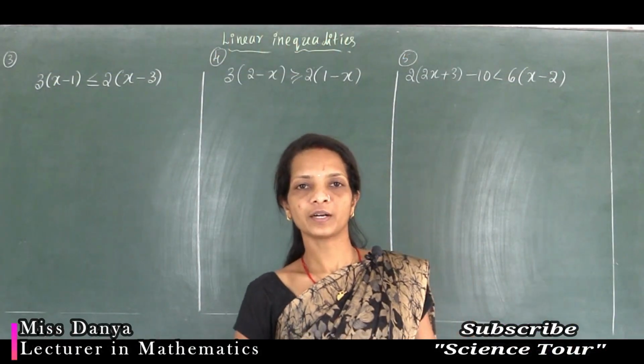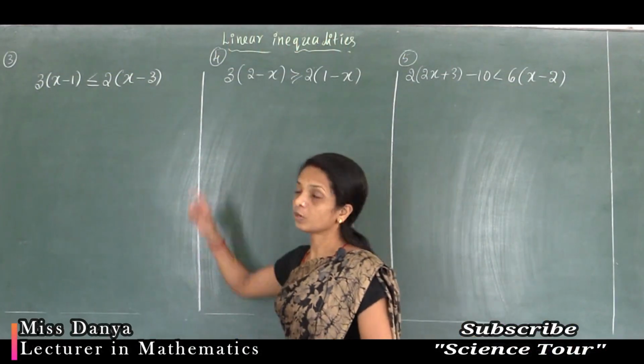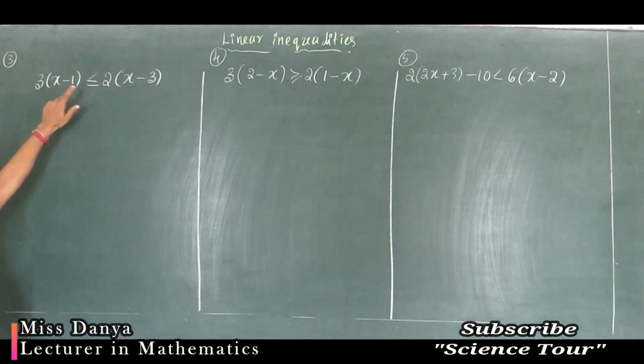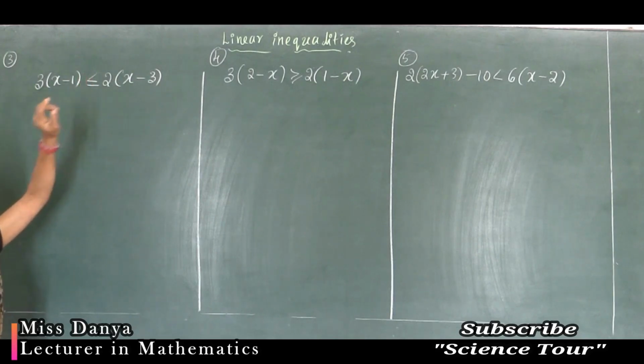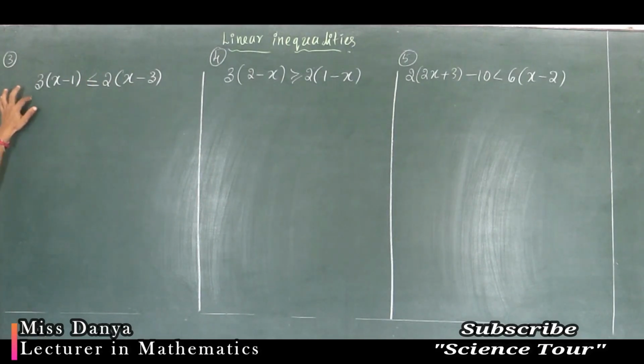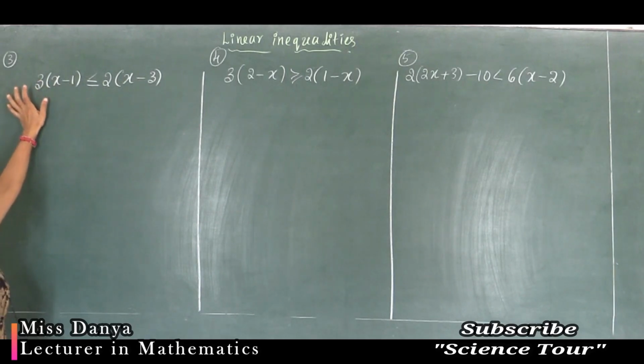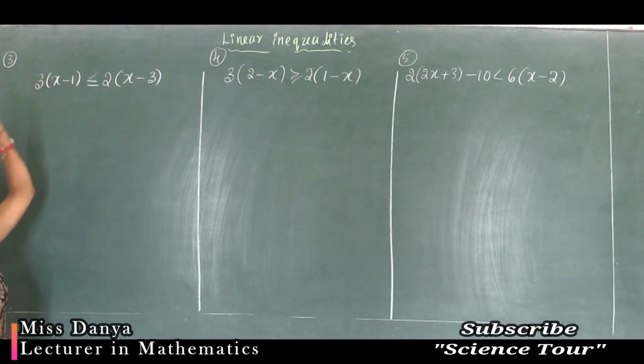Next problems under linear inequalities, third one. Okay, see here you have 3 into (x minus 1) less than or equal to 2 into (x minus 3). How to solve inequalities like these? Here you can see brackets. If you have brackets, you have to open those brackets by multiplying the outside number into the inside of the bracket.